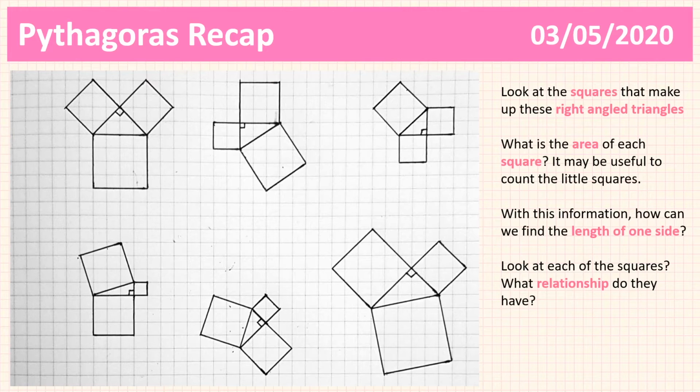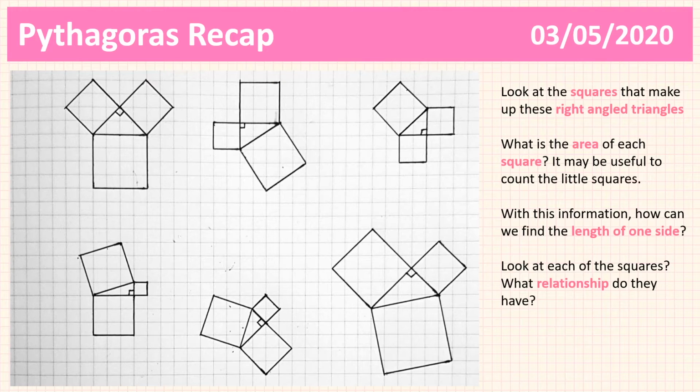So here is your first task. Here's what I'd like you to do. There are some triangles there. Each triangle has three sides, obviously, and on those three sides there are squares attached to them. What I would like you to do is find out the area of each square and tell me what you notice. This is where you'd pause the video and have a go.